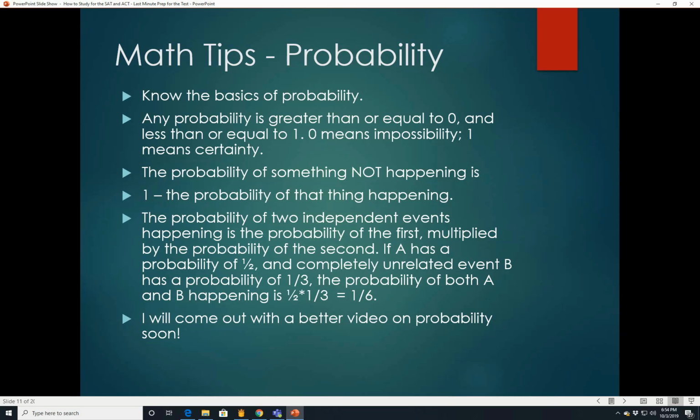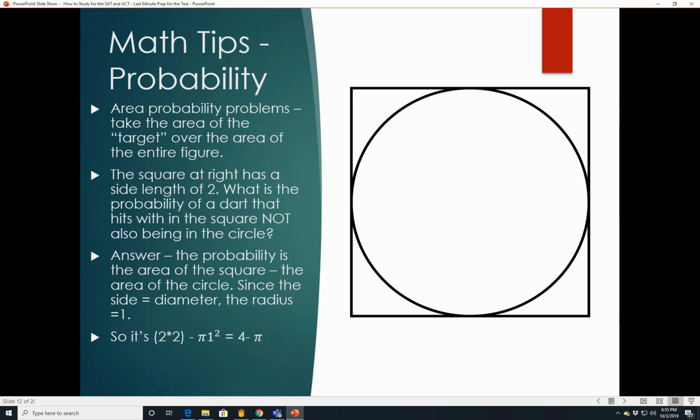So the probability of two independent events happening is the probability of the first multiplied by the probability of the second. If A has a probability of 1/2 and a completely unrelated event, what I mean, it's not controlled by event A in any way, event B has a probability of 1/3. The probability of both A and B happening is 1/2 times 1/3, which is 1/6. I'll come out with a better video on probability very soon, but not in time for the SAT. So, oh well.